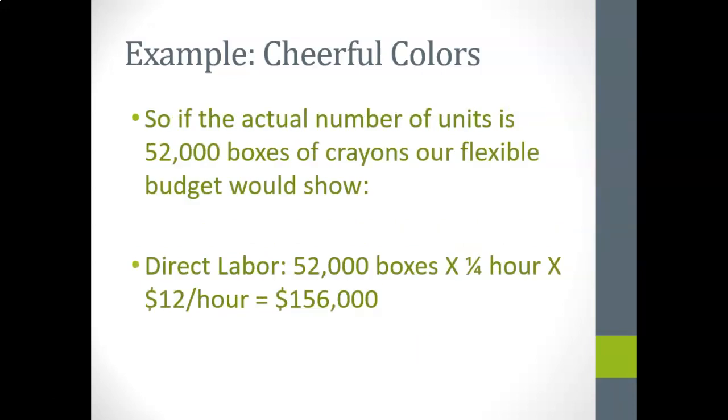So if the actual number of units that we sold is 52,000 boxes, our flexible budget would show 52,000 boxes times 1/4 hour per box times $12 per hour that we pay. And that all multiplied out is $156,000. So on our flexible budget, we would show $156,000 that we expected to pay for direct labor.